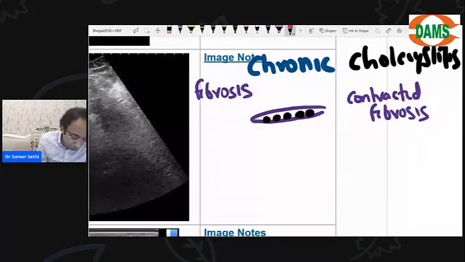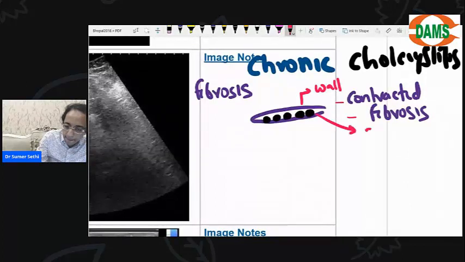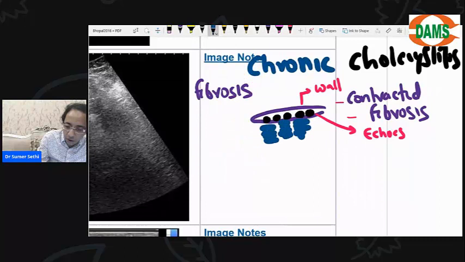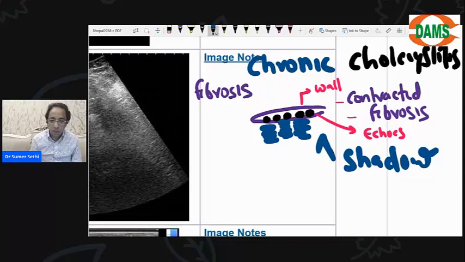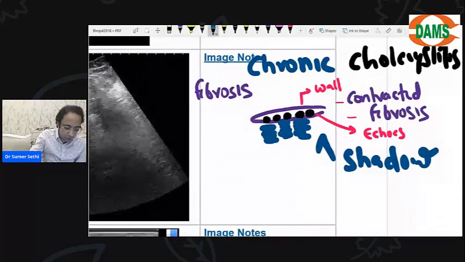So if these are gallstones and the gallbladder is contracted, fibrosed, what will happen? Now see with me. When you do an ultrasound, you will see the gallbladder wall. You will see echoes because of the stone, and then after the stones, you will see shadows. You will not see the gallbladder lumen, because the gallbladder lumen is contracted. Let's see and understand. I'll show you better.